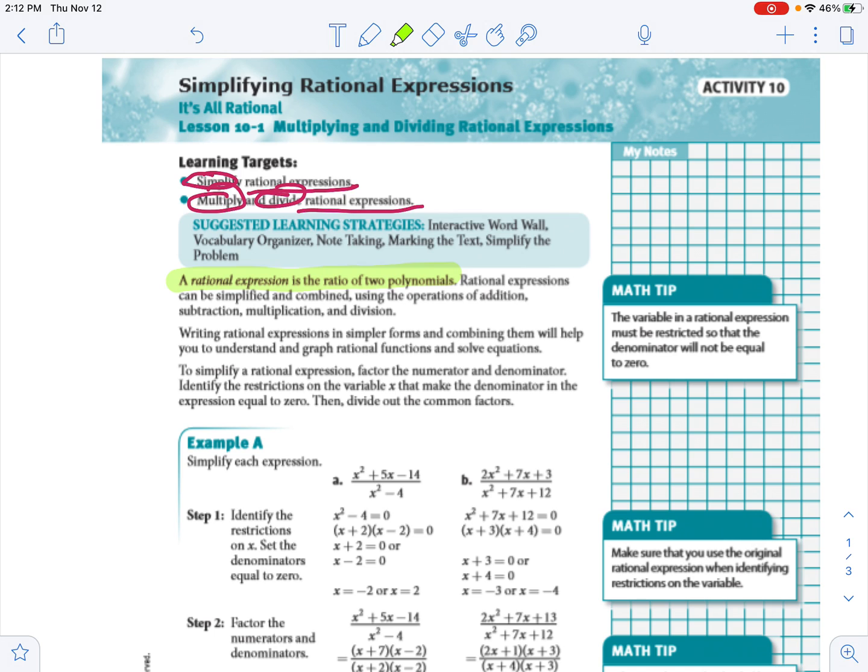To simplify a rational expression, you want to factor the numerator and the denominator, identify restrictions on the variable x that make the denominator in the expression equal to 0, then divide out the common factors. The variable in a rational expression must be restricted so the denominator does not equal 0. Just like we restricted in square roots, we want to restrict in rationals as well.